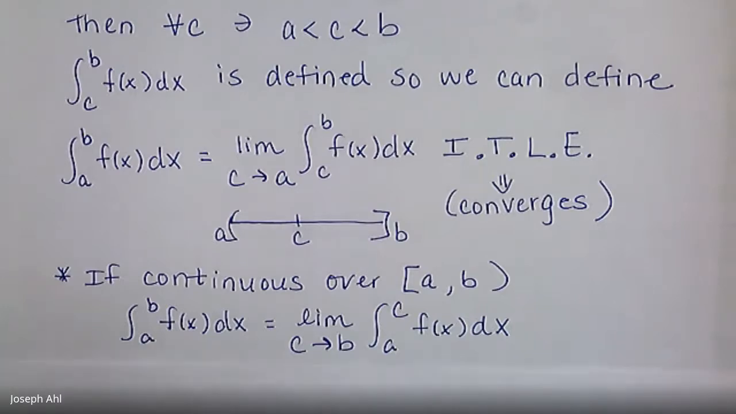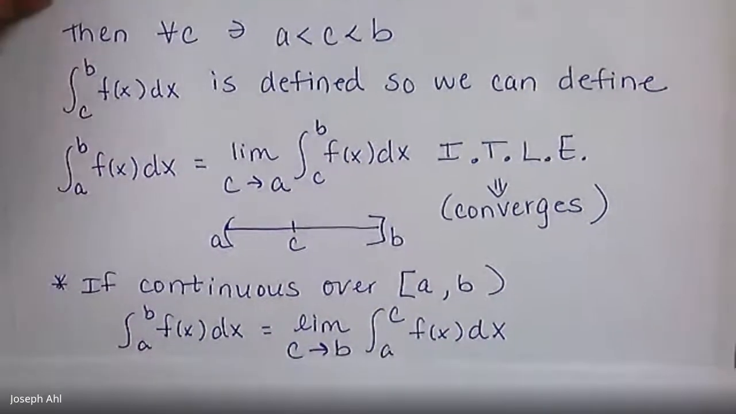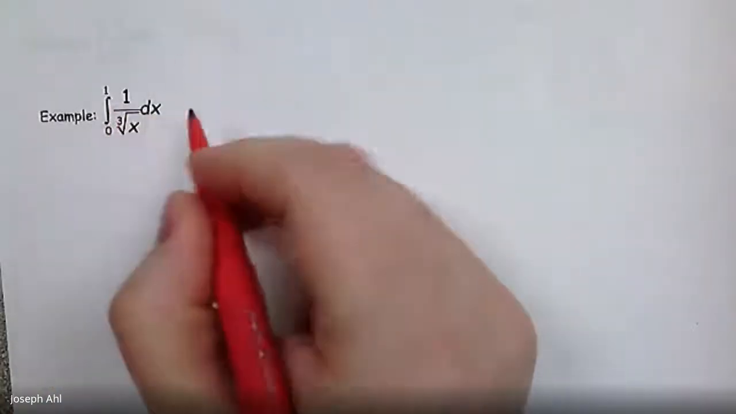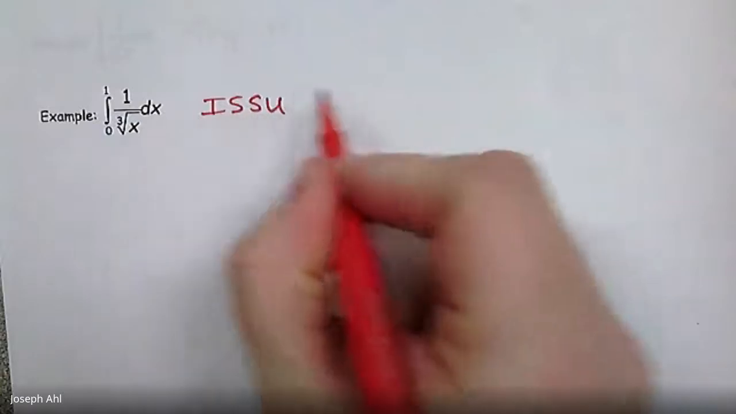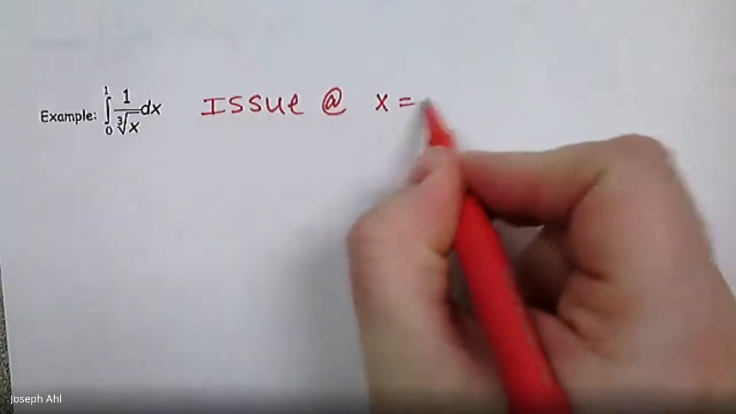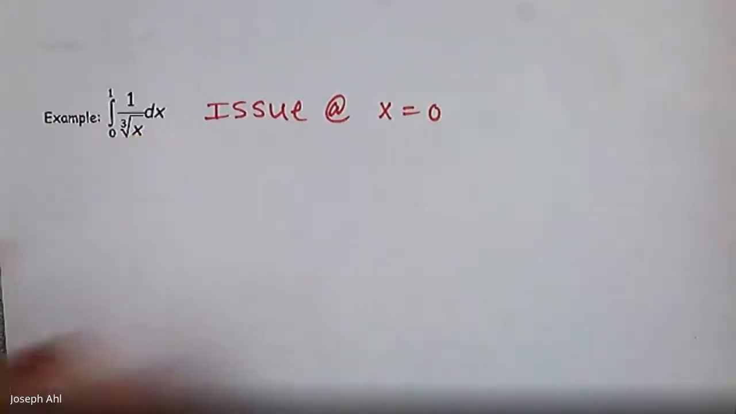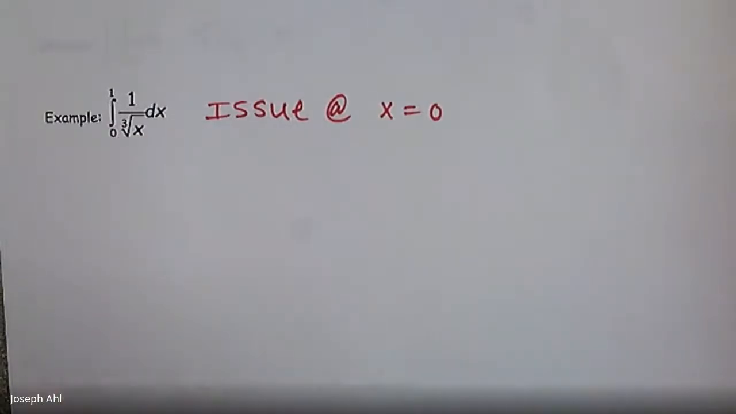Okay, it looks like we're ready for our first example. So let's go ahead and take a look at that here. Hopefully you had not too many issues copying that down. Our first example is the integral from 0 to 1 of 1 over cube root x dx. So in looking at this example, if you're thinking about whether there is an issue anywhere, the issue does occur at x equals 0. Plugging in 0 right now would be an issue as far as making that undefined.